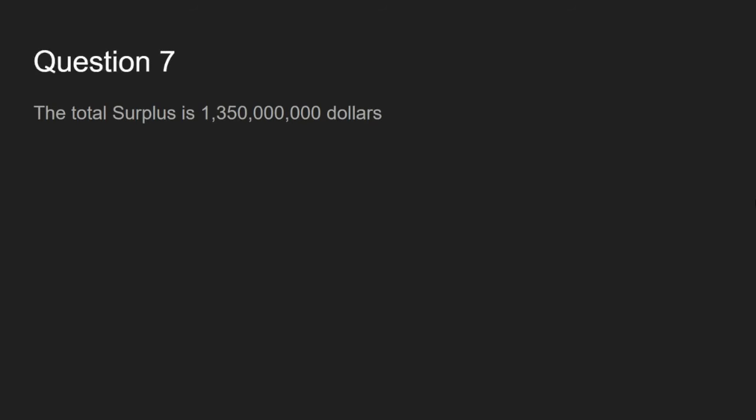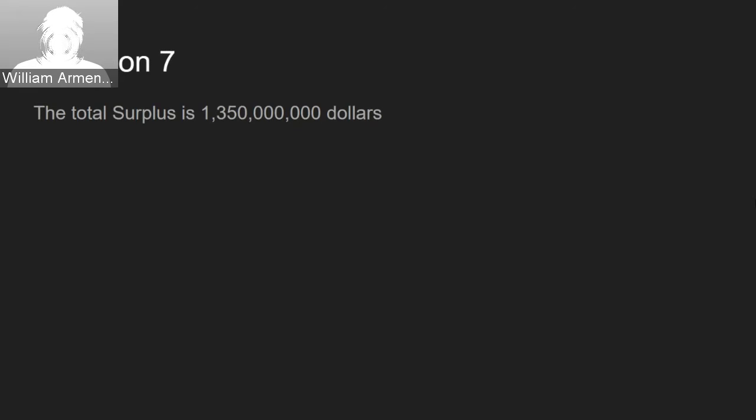So for question 7, it asks to calculate the total producer surplus if the price of oil is $50 per barrel. So the producer surplus is the area over the curve and under the current price. So you multiply 45 times 60 million times 1/2, and you get $1,350,000,000.